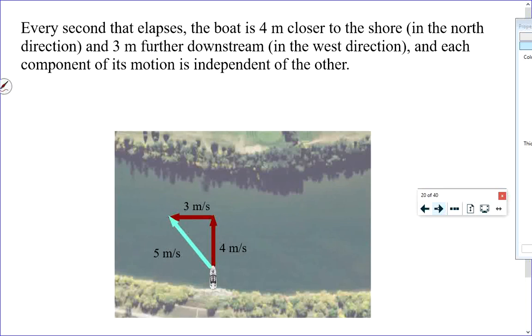In other words, everybody, this statement, every second that elapses, the boat is 4 meters closer to the shore, would be true whether the river was flowing or not, whether it was flowing faster or slower. It's determined solely by the engine speed.